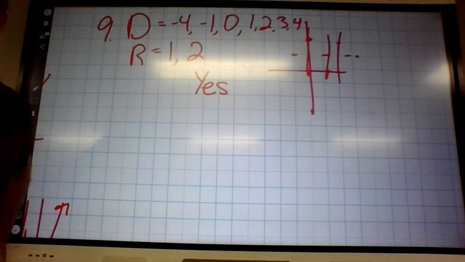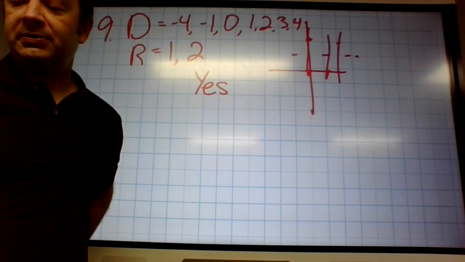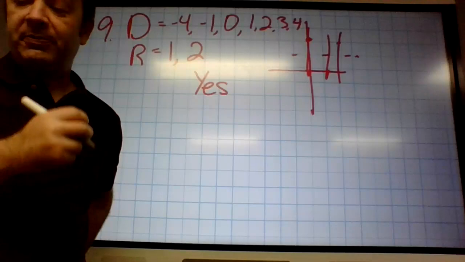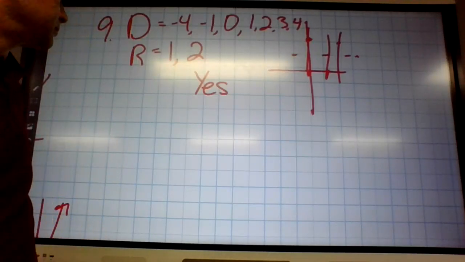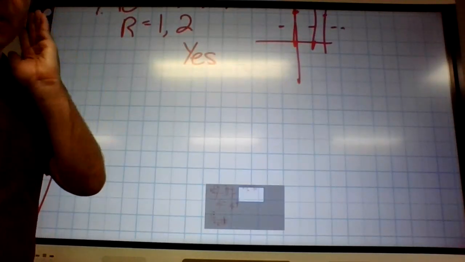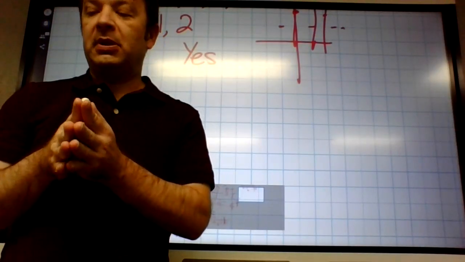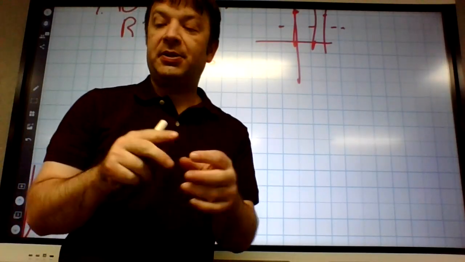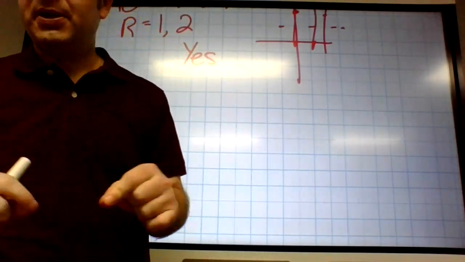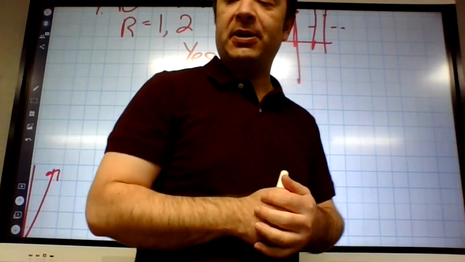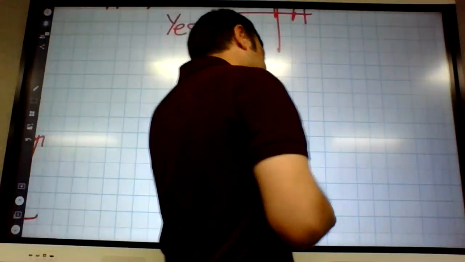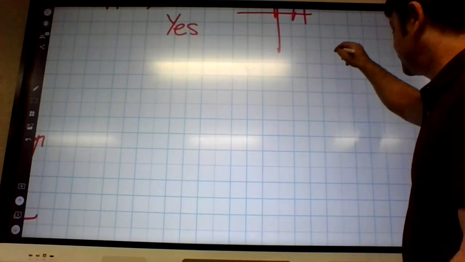Okay, 10, 11, 12. This is where it gets more challenging. What's different about 10, 11, and 12? The lines. Lines represent a continuous set of points. So there's not just a few points here and there. There's a continuous set of points. So how are we going to do the domain? Before I do number 11, let's do a practice problem.